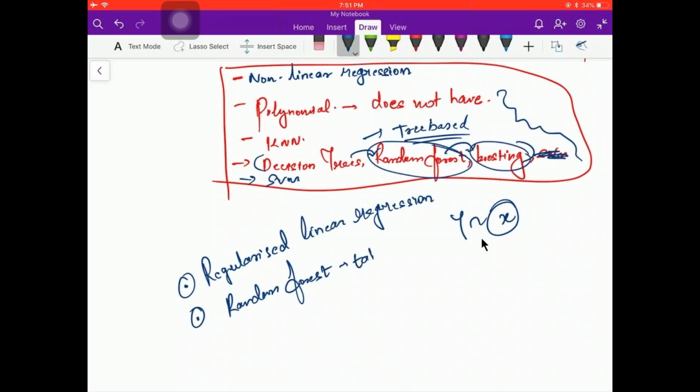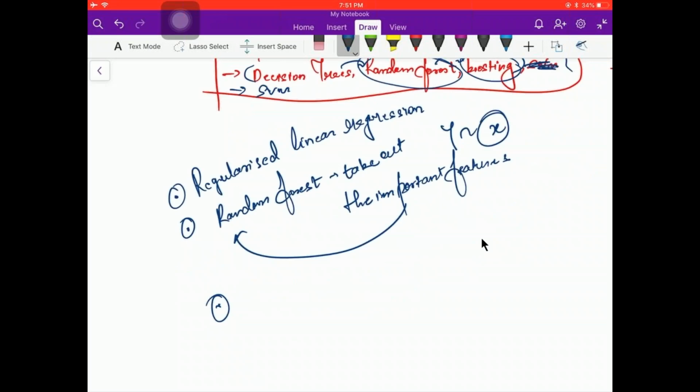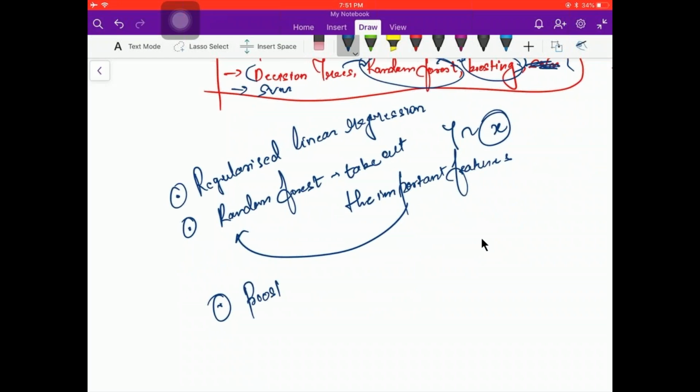Take out the important features that we saw. Again, do a random forest, and then go. After you have got the features, and then do your boosting. Normally, boosting will give very good accuracies. Boosting is kind of an end point of machine learning.